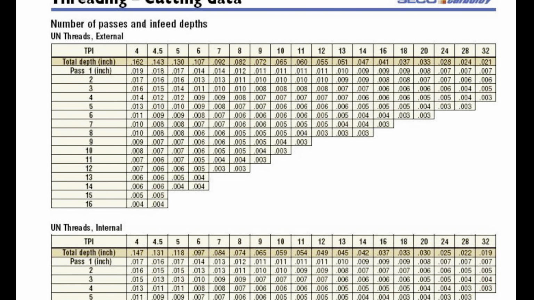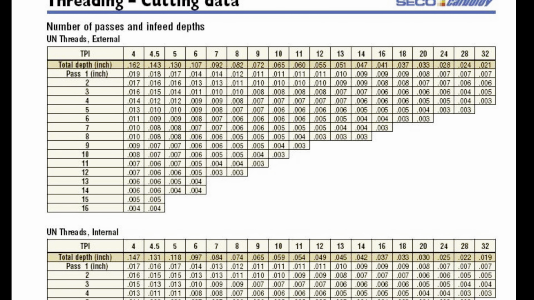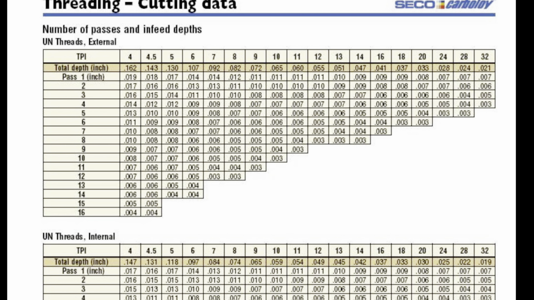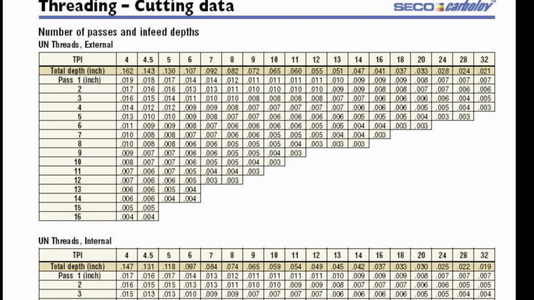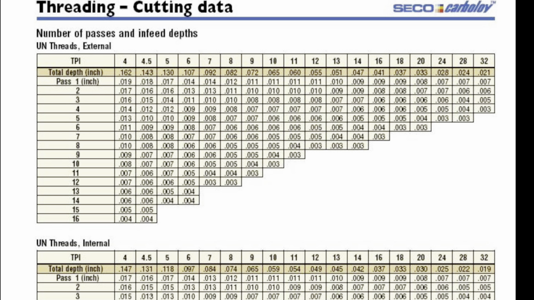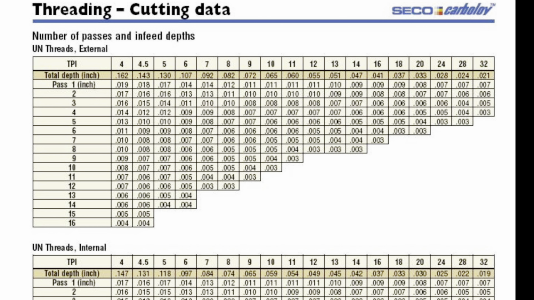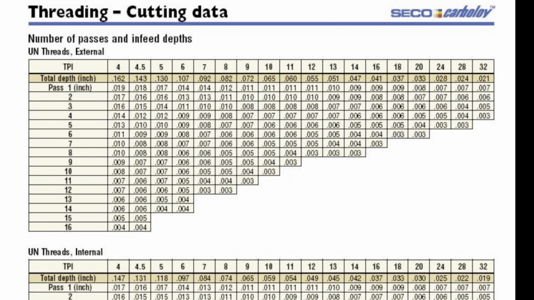This is that sheet I was referring to, or should I say that information that talks about your amount of passes specified per different thread pitch. You can pause this and screenshot it, or you can get a hold of Seiko and Sandvik and they have that same information for you. That'll give you how much material they want you to take off per pass, leading down to that finished pass.